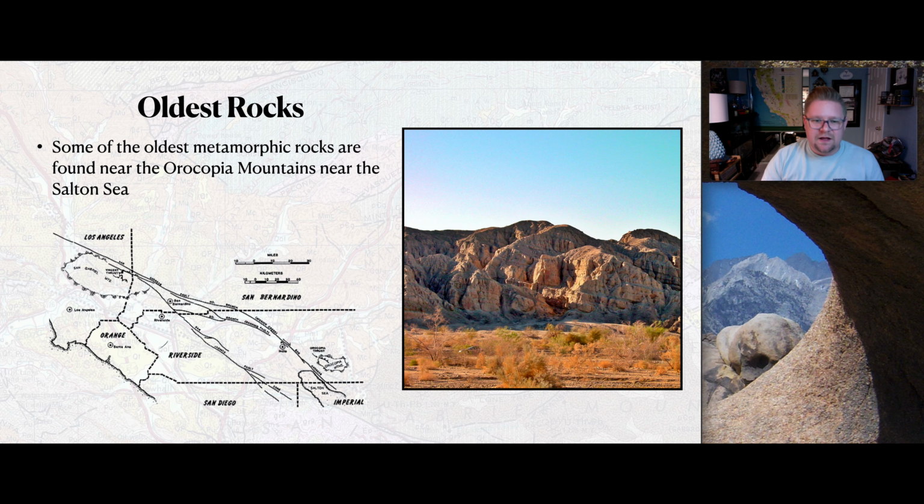Imperial Valley, here we are, the Orocopia Mountains. It's a beautiful drive out there. So next time you're down in Palm Springs, just go through that region and head out to the other side into San Bernardino County. But it's just a beautiful, beautiful drive.